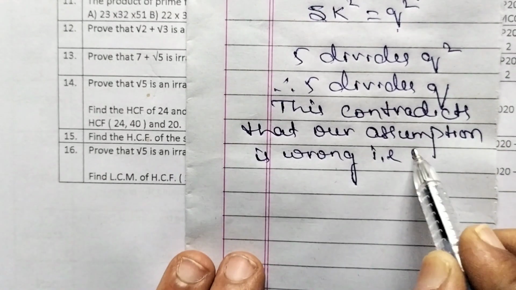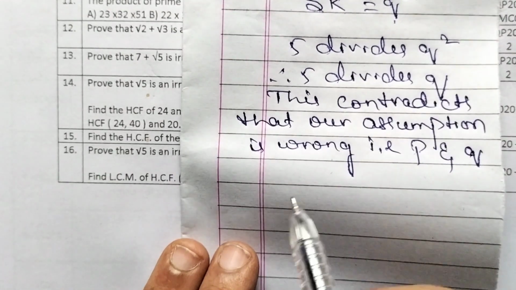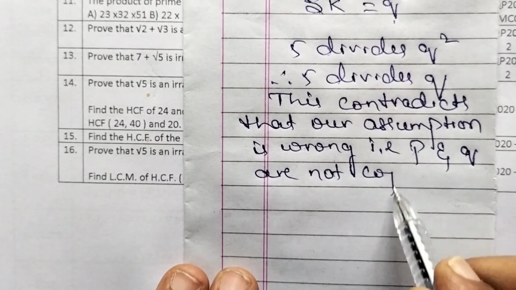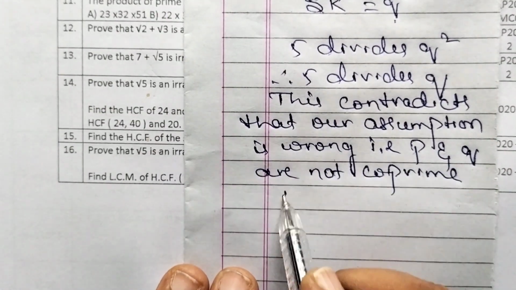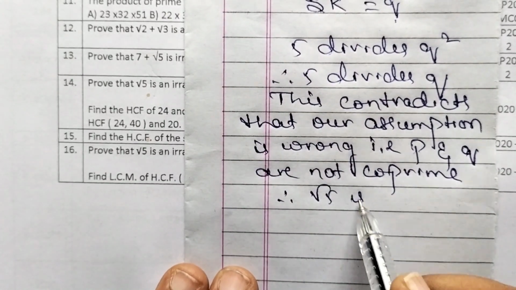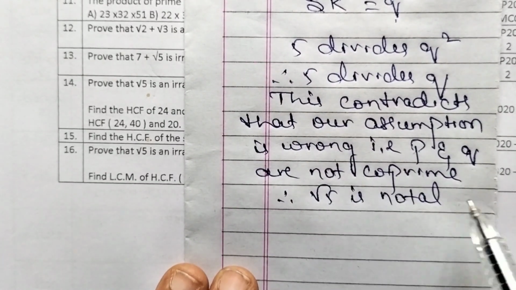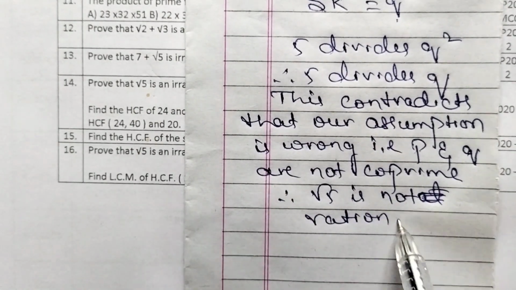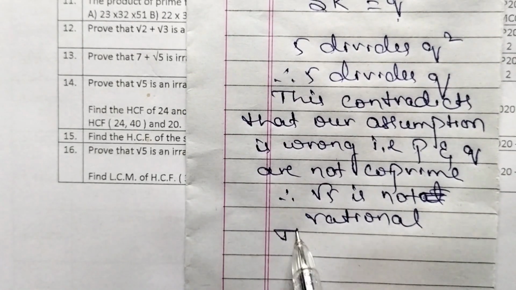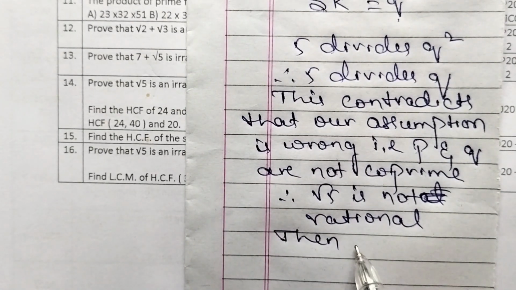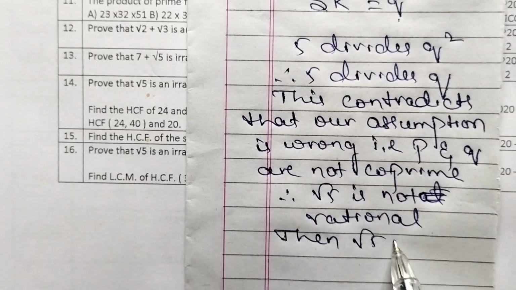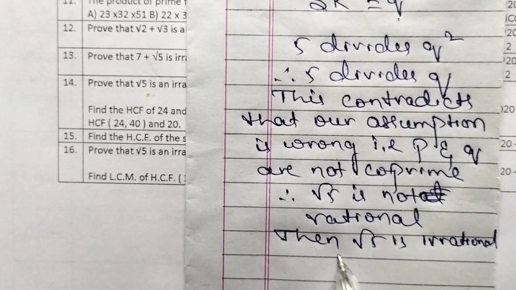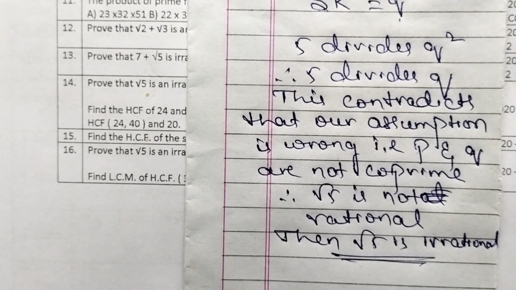That is, P and Q are not coprime. Therefore root 5 is not rational. If root 5 is not rational, then root 5 is irrational. It should be irrational, not rational. So like this we have to answer for the 14th.